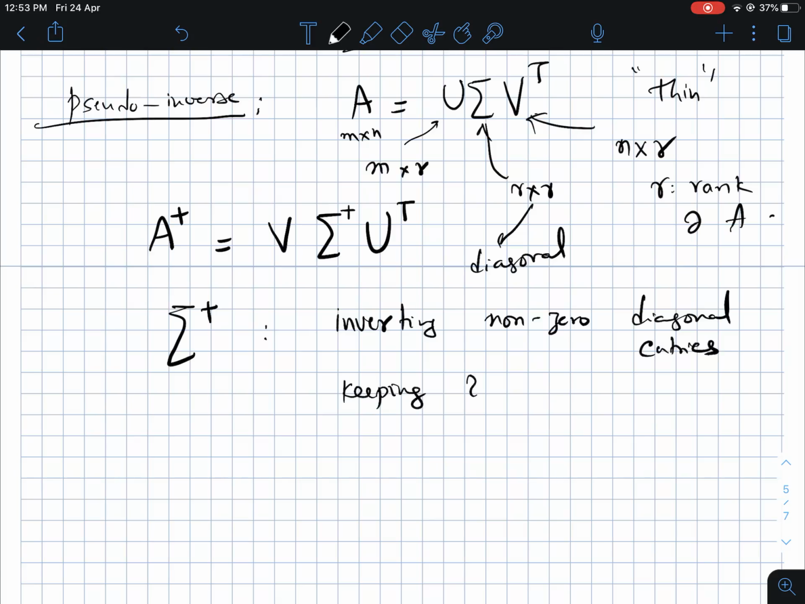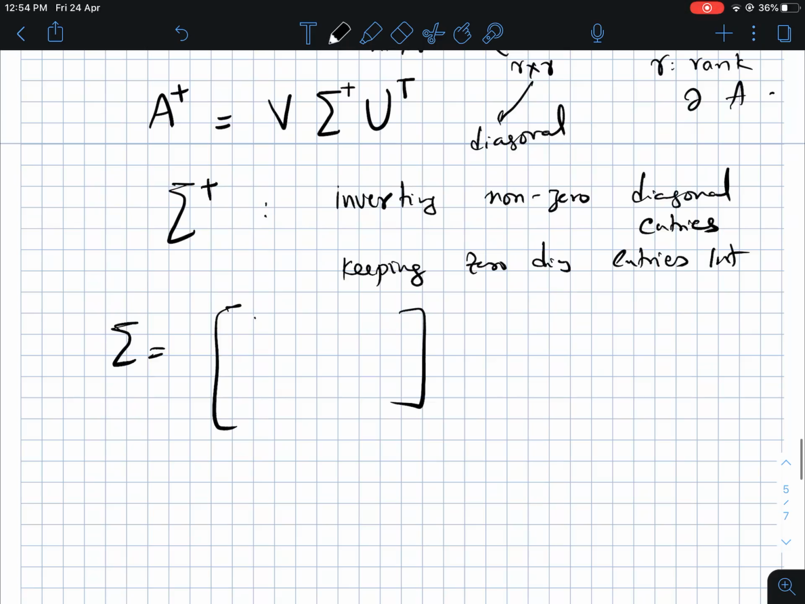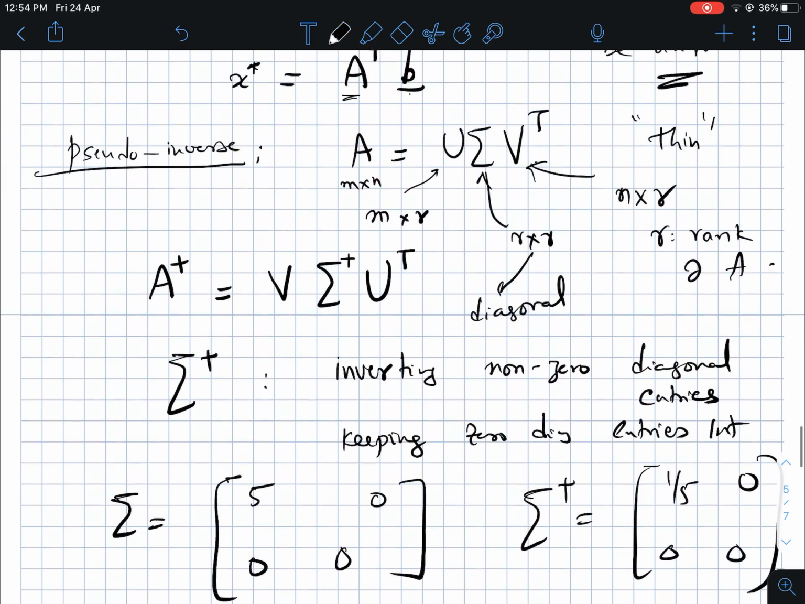Inverting the non-zero diagonal entries and keeping the zero diagonal entries intact. So for example, if your singular value matrix is something like 5 0 0 0, then sigma plus would be 1 by 5, 0 0 0, something like this.